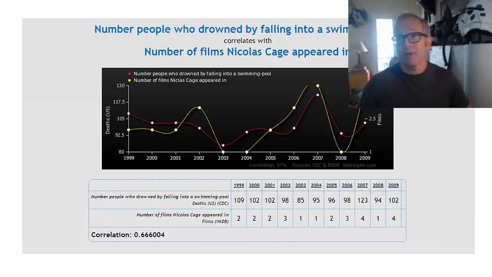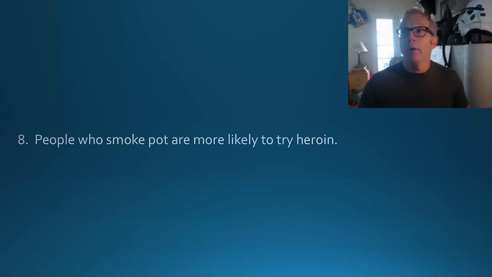Now, it's not that Nicolas Cage is causing this. It just turns out this is one of these weird, strange things that's happening out there in the United States or in the world that's a result of some, who knows, some economic phenomena. Who knows what's going on there. Okay, I'm going to give you some more, just rattle off some more correlations to tease out what's going on here.